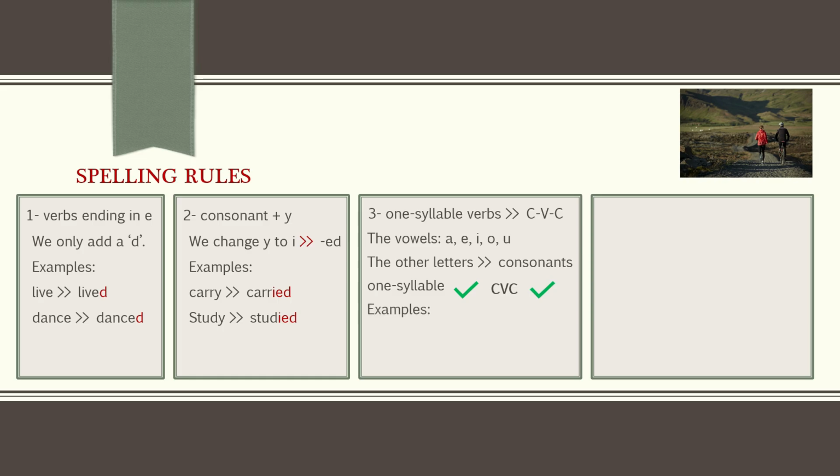For example, plan becomes planned. So what did we do here? The verb plan ends in a CVC pattern, consonant, vowel, consonant.